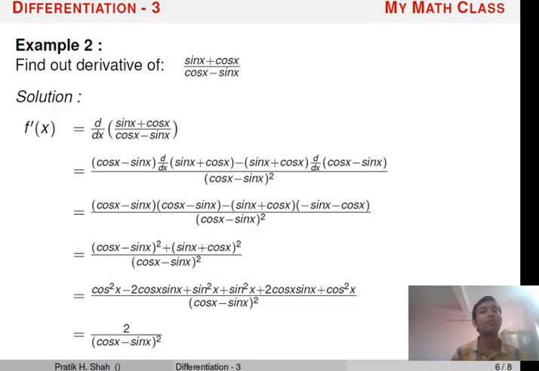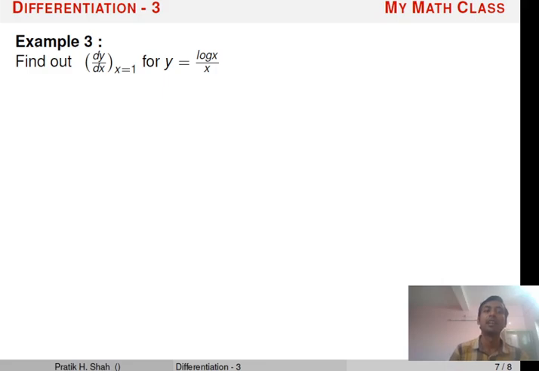We will take one more example to understand this. Number 3. Find out dy by dx at x is equal to 1 for y is equal to log x divided by x. So here you can see that the function log x upon x is already given a particular name, which is y. And we need to find out dy by dx at x is equal to 1. Presently, just forget about x is equal to 1 and focus only on dy by dx.